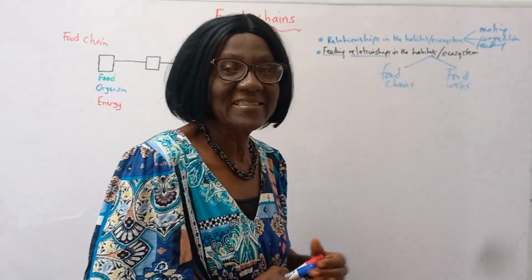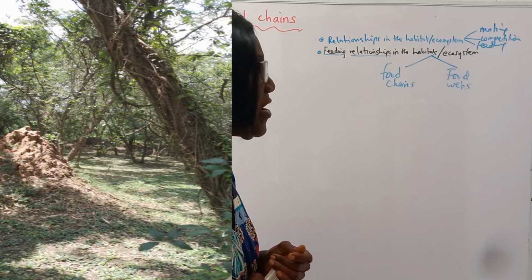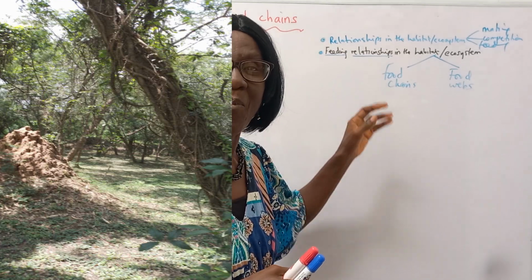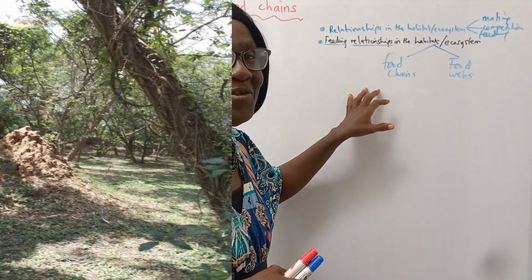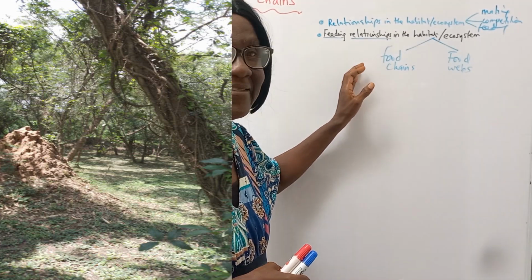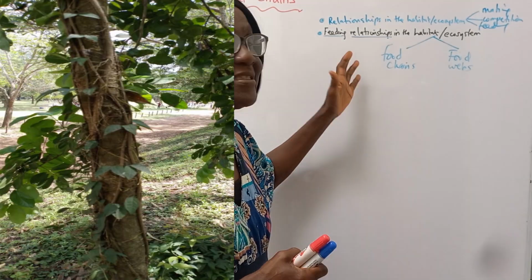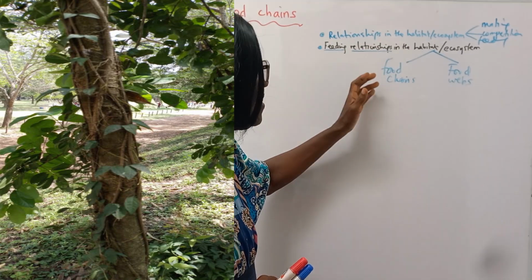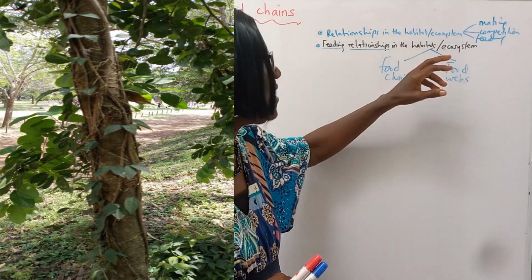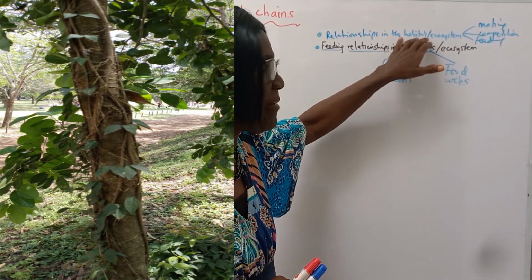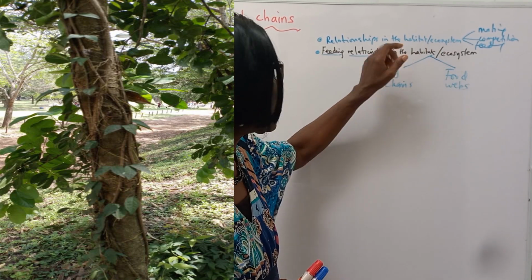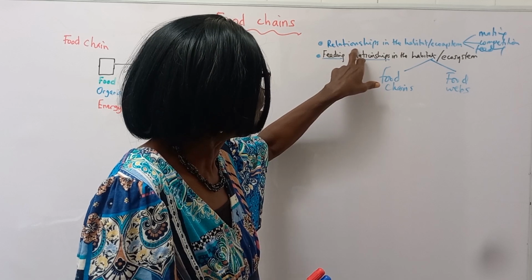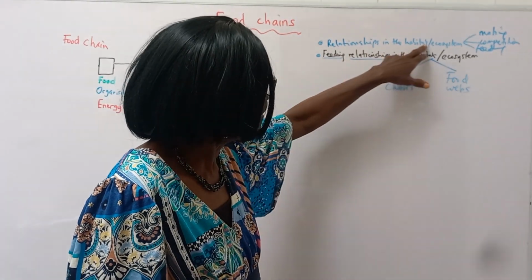Well, if you look at the habitat or ecosystem, you can imagine that there are so many organisms in there. You have plants, you have grass, you can have grasshoppers, millipedes, centipedes, snakes, birds, all of them in that habitat. These organisms will be interacting, so they have relationships. So there are relationships in the habitat.